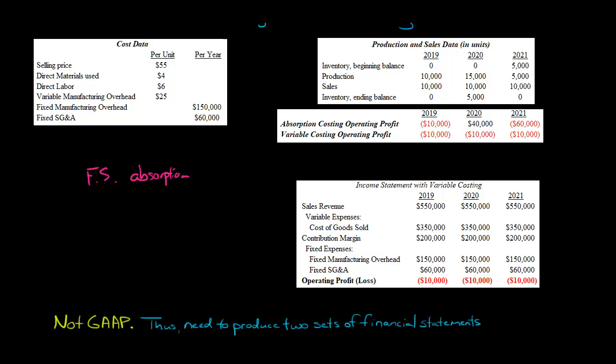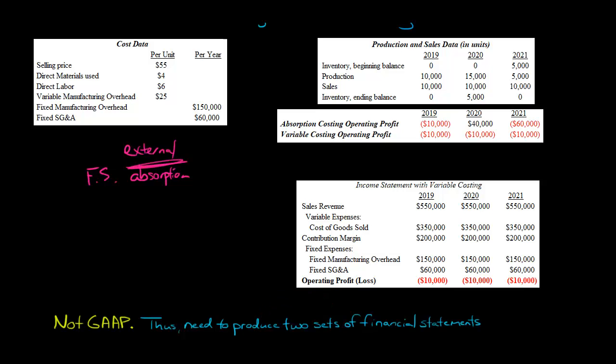You cannot say, well, I'm going to switch from absorption costing to variable costing and I'm going to put out my financial statements that way. It doesn't work like that. For external purposes, you have to use absorption costing. Thus, if you do decide to implement variable costing, it will be in addition to doing absorption costing financial statements. So you're basically going to present two sets of financial statements.